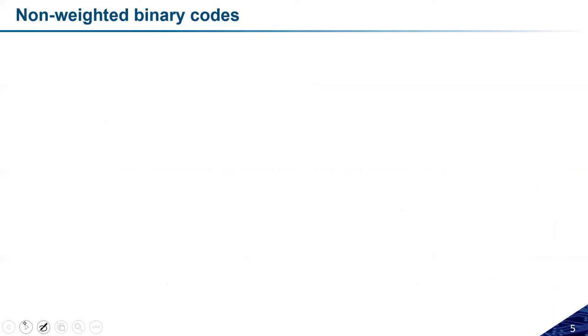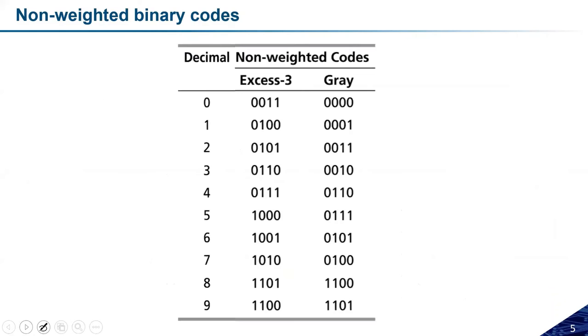Okay, so the other category could be non-weighted code. I just told you, if there is no weight for any of the digits, then we can call them the non-weighted code. Some of the examples are the excess-3 code and the gray code. These two codes are considered under the non-weighted code.